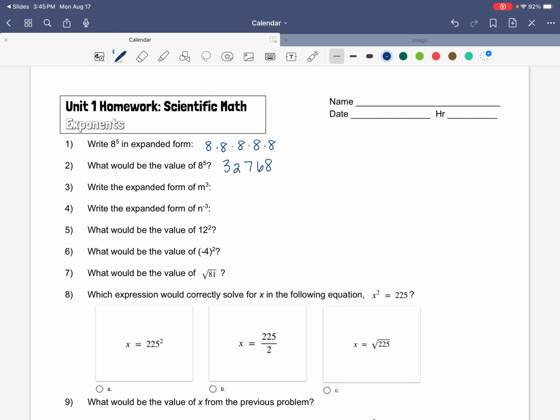Number 3, we're writing the expanded form of m to the 3rd. So m is our base. We have an exponent of 3, so we're going to multiply m by itself 3 times.